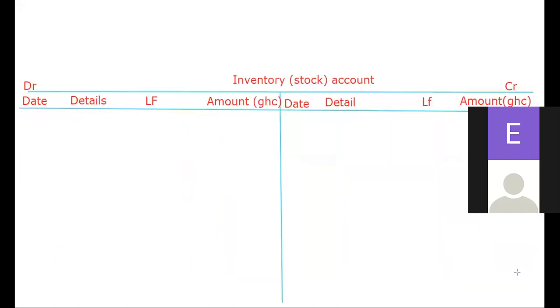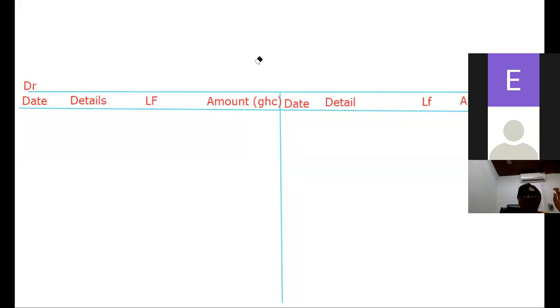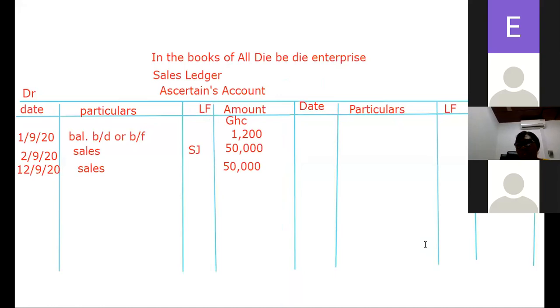In this instance, I am going to do it one after the other. But in the ledgers, double entry must take place. It's because for this one, we are moving from the journal to the ledgers. That is why you are seeing me doing it this way.